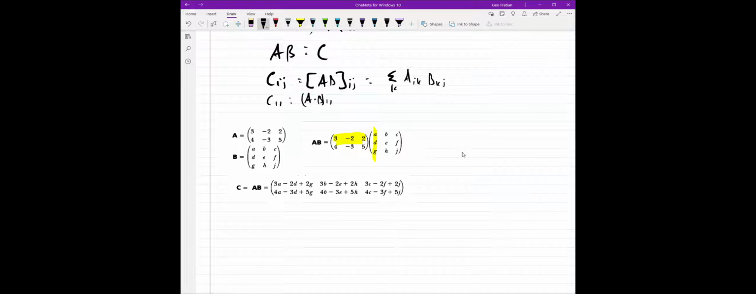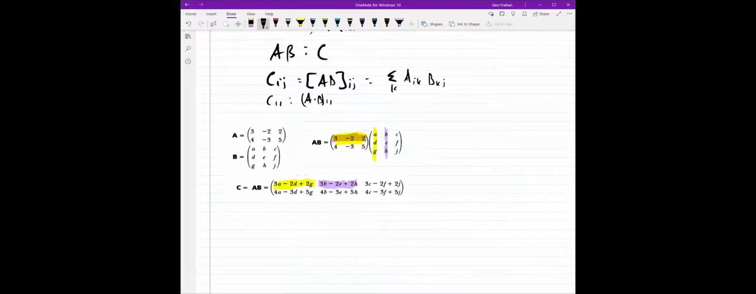So all the yellow just feeds into this right here. And then the purple is this with this, and it's right here, and so forth. And that's just kind of the way we multiply matrices together, and it's kind of useful.